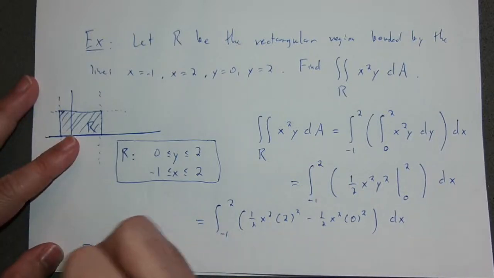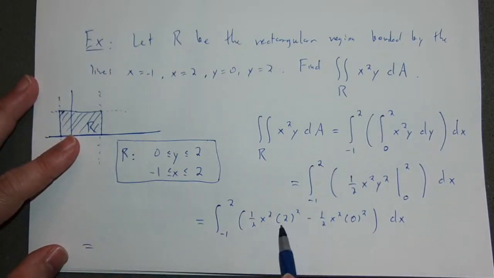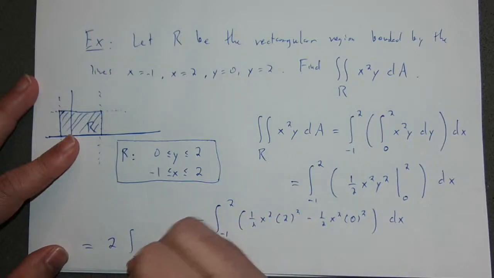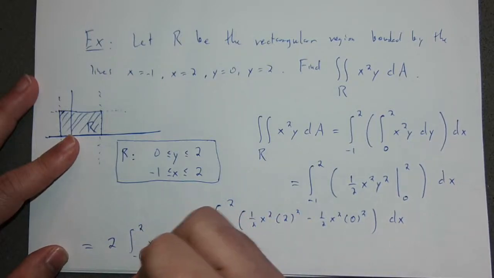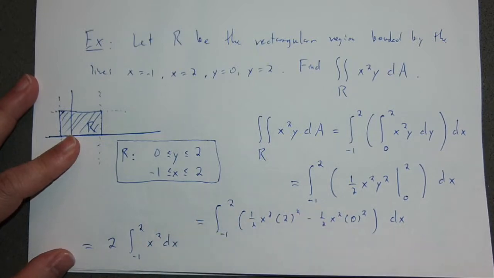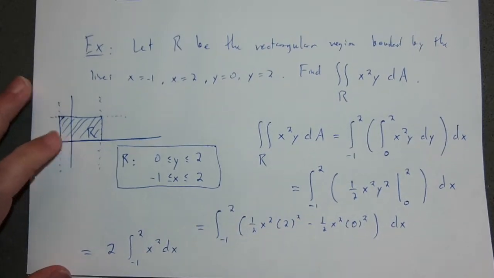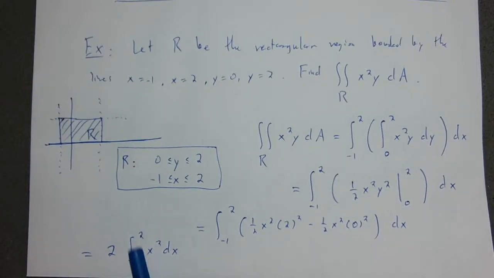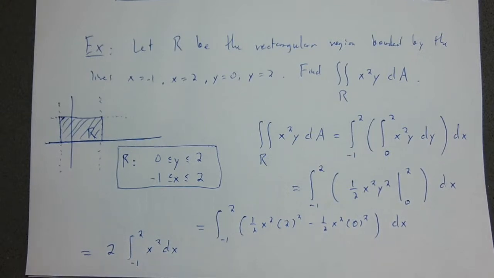So then what I get out of this is 1/2 x squared times 2 squared. 2 squared is 4, so 4 over 2 is 2. So I get 2 times the integral from -1 to 2 of x squared dx. Now, at this step, notice that I have a function of a single variable, x, and I'm taking the integral with respect to that, and the limits of integration are constants. Of course, the limits of integration for my inner integral were also constants, but that's just because this is a very easy example.